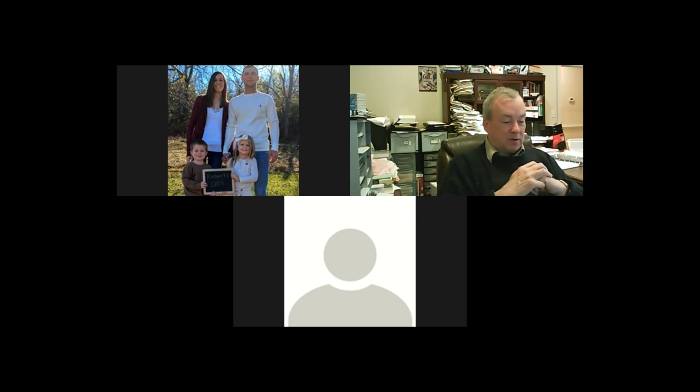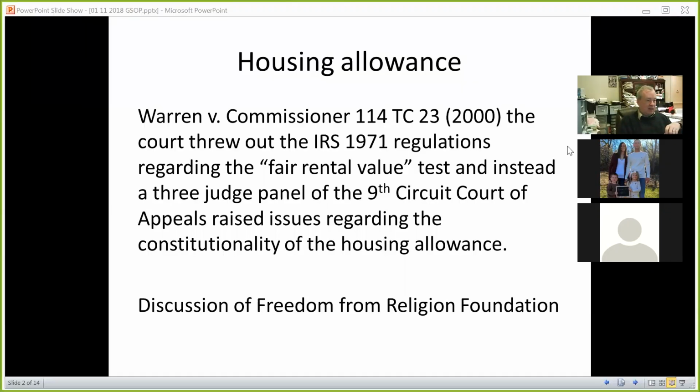Last week, we talked about what is income to the minister and how is it reported for tax purposes. And tonight, we're talking about maximizing the benefit of the housing allowance. So let me share the PowerPoint screen and get back to the top here.